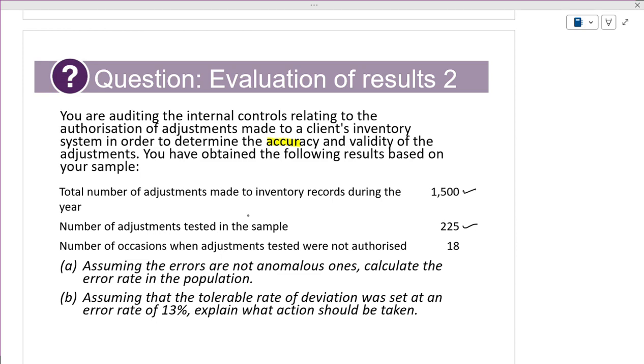Now you are almost coming to understanding the question paper. Number of adjustments tested is 225. Number of occasions when adjustments tested were not authorized: how many adjustments have not been authorized? 18 adjustments. You have tested 225 and 18 were not authorized. Assume that errors are not anomalous ones, which means it is regular. Calculate the error rate in the population.